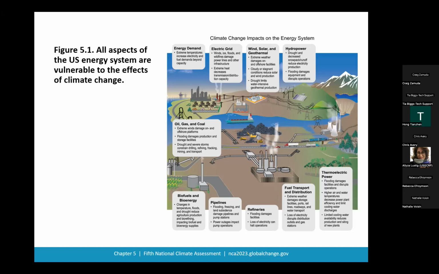For example, in the lower right-hand corner, you'll see a bubble entitled thermoelectric power. Beneath that are several examples of impacts, including impacts from flooding, higher temperatures, and limited water availability. You can see from this figure the potential implications across the energy system from extreme temperatures, droughts and floods, sea level rise, wildfires.